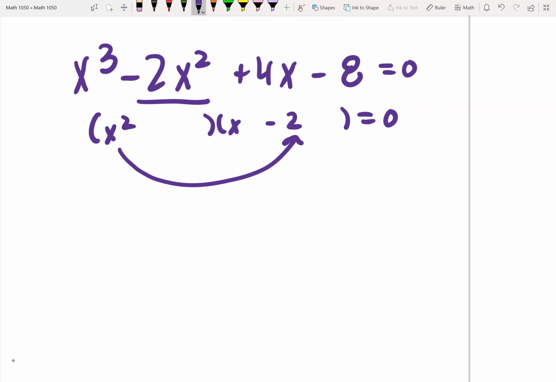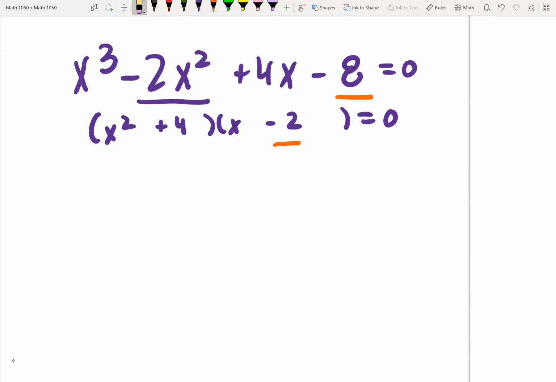Negative 2. I need a positive 4x. Whatever goes here is going to be multiplied by the x. What is needed? A plus 4. Now the only other thing I always do, just to make sure that that really is the correct factorization, is I say in my head, is a positive 4 times a negative 2 a negative 8? Yeah, so it factored correctly.